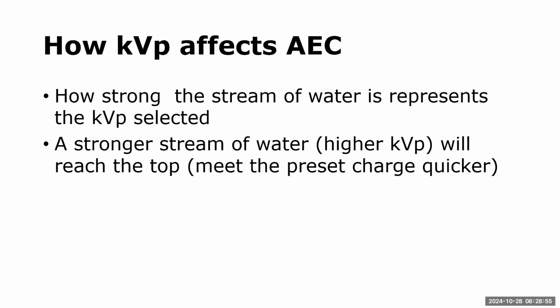But a lot of people don't remember this. If they're using AEC and their image is underexposed and they increase that kVp, they're not really doing anything to help that problem. Because what the AEC is going to do is say, okay, the kVp is higher, so I'm just going to meet that preset charge quicker and the time's going to be shorter. It's not going to change the overall receptor exposure.